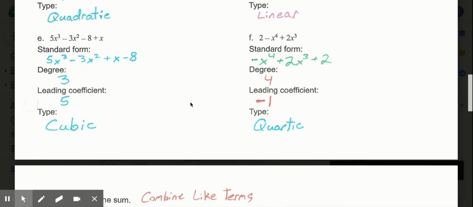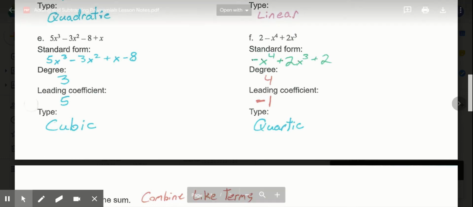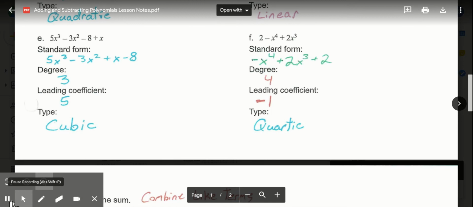And our last example on this page, F. For F, we have 2 minus x to the fourth plus 2x cubed. So if we rearrange, we have to put our negative x to the fourth in front, plus 2x to the third, plus 2. Our degree would be a 4, our leading coefficient of -1, and our type, because it's the fourth degree, would be quartic.